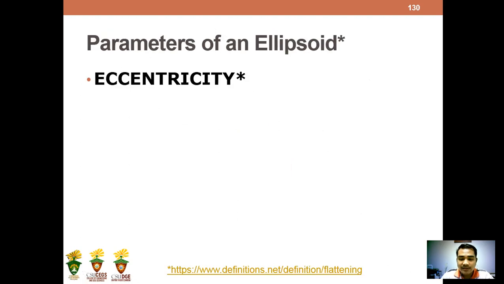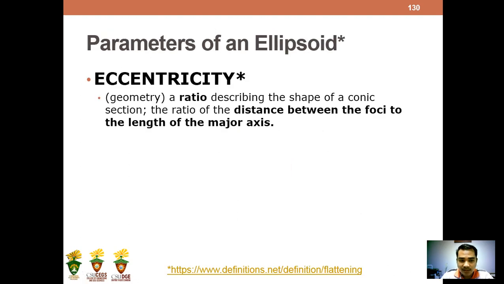Another parameter of an ellipsoid is the eccentricity. Eccentricity is a ratio describing the shape of a conic section. The conic sections are the circle, ellipse, parabola, and hyperbola. Another definition is the ratio of the distance between the foci to the length of the major axis. Distance between the foci to the length of the major axis.